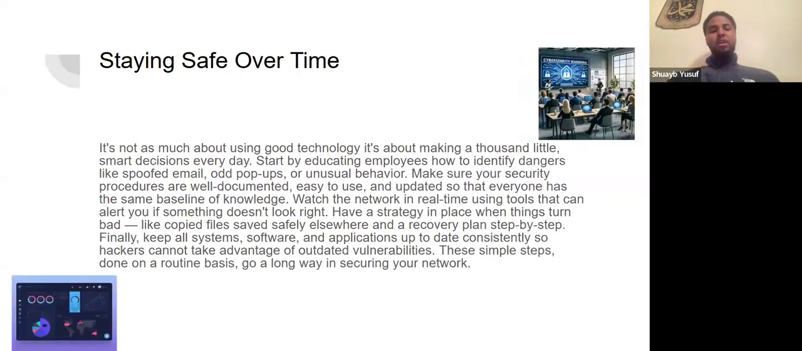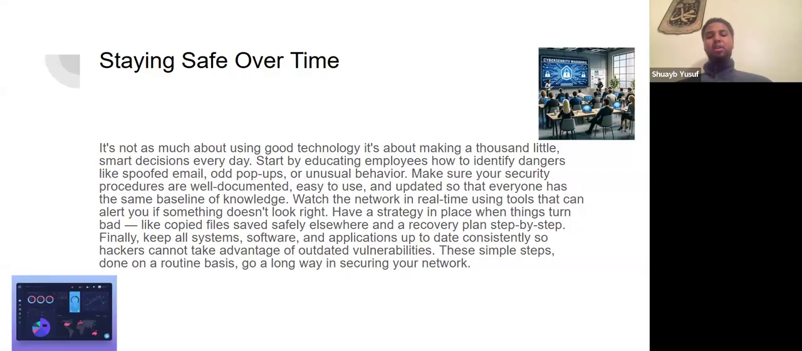Staying safe over time is not as much about using good technology as about making good decisions, a thousand little smart decisions every day. Start by educating employees how to identify dangers like spoofed emails, auto pop-ups, or unusual behavior. Make sure your security procedures are well documented, easy to use and update so that everyone has the same baseline of knowledge. Watch the network in real time using tools that can alert you if something doesn't look right.